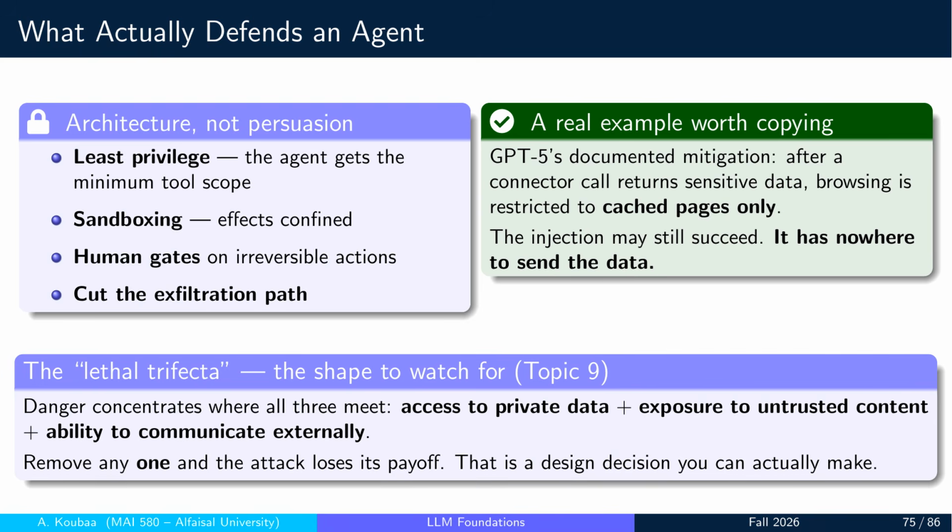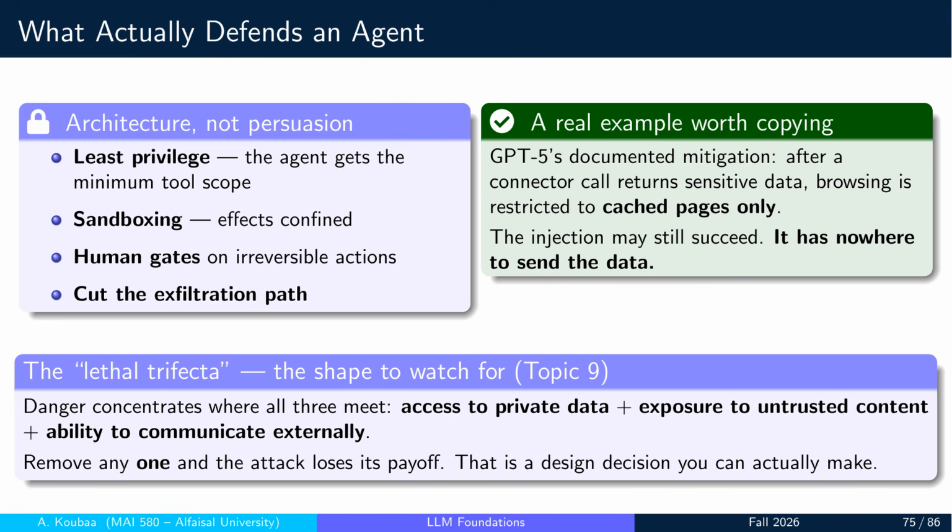So if the model is not the security control, what actually defends an agent? Read the left column. Architecture, not persuasion. Least privilege, so the agent gets the minimum tool scope. Sandboxing, so effects are confined. Human gates on irreversible actions. And cut the exfiltration path. Notice that not one of those is a better prompt. You cannot write your way out of this with instructions, because instructions live in the same channel as the attack.